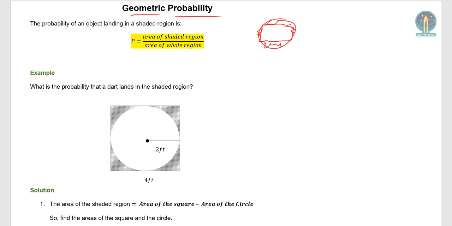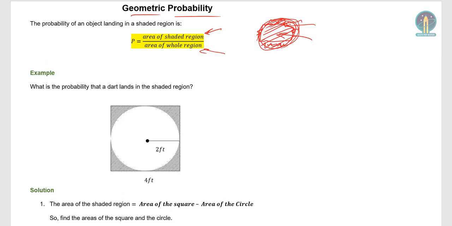And then you're being asked to determine the probability that, for example, if you throw an object, a dart or an arrow or whatever, that object will land in one region or the other, the shaded region or the non-shaded region. So the probability of an object landing in a shaded region is the area of the shaded region divided by the area of the entire region. In this case, it would be the area of this shaded part of the circle divided by the area of the entire circle, which is all of this.